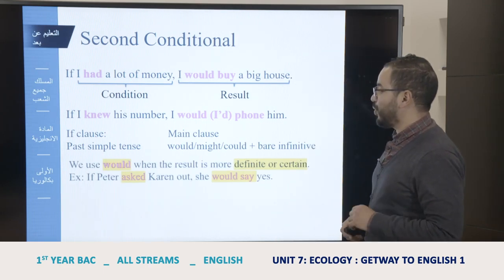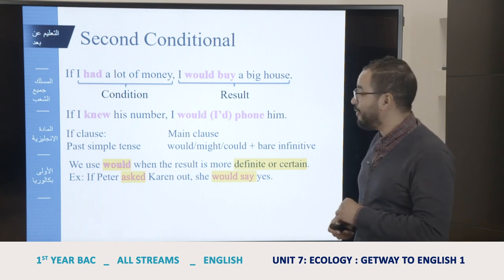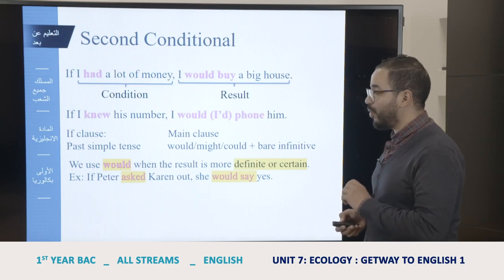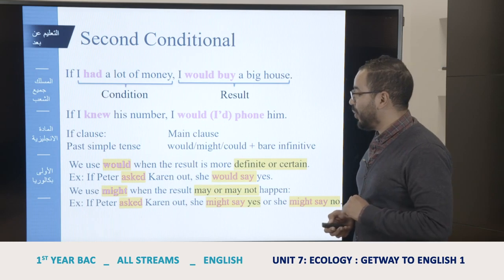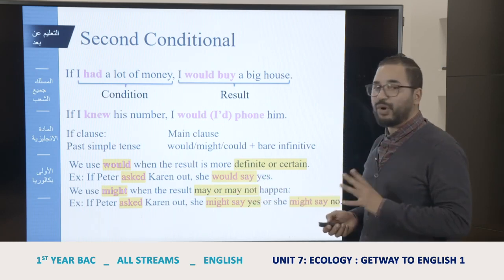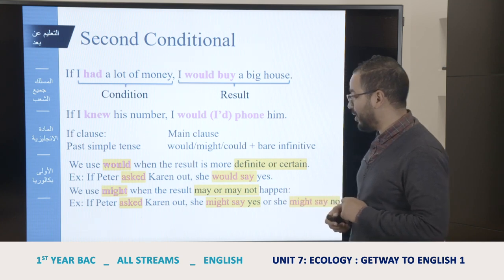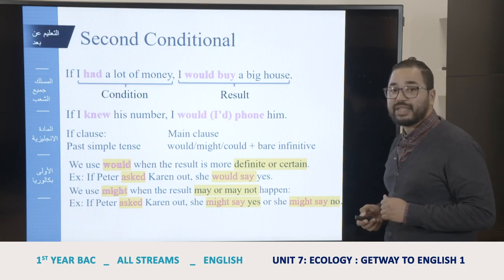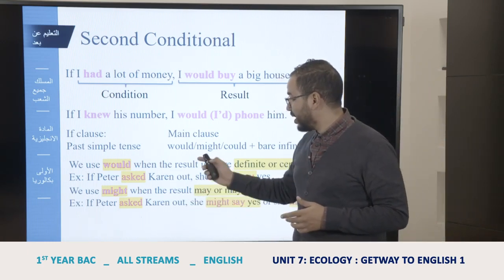I give you examples with would first. We use would when the result is more definite and certain, like if Peter asked Karen, she would say yes. So I'm a bit certain about this. And I use might when the result may or may not happen, so I'm not sure about it. If Peter asked Karen out, she might say yes or she might say no. I'm not sure, so I use might, not would.